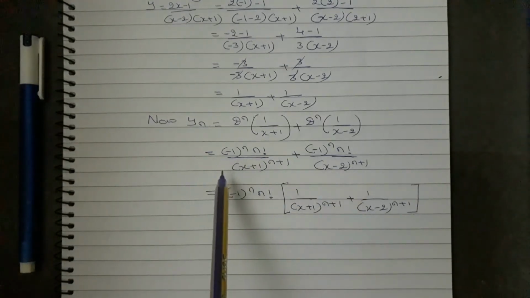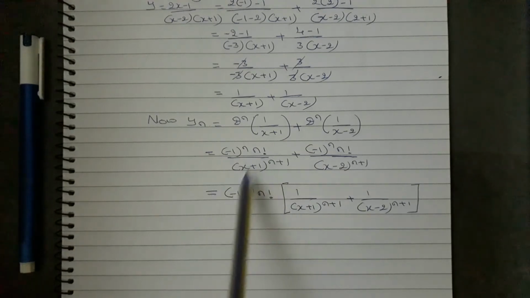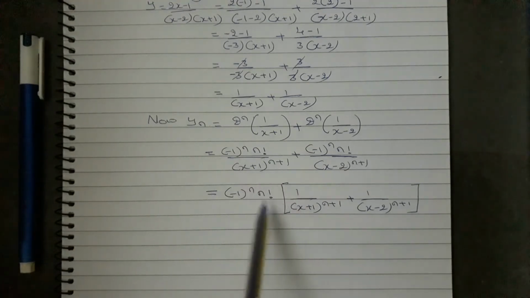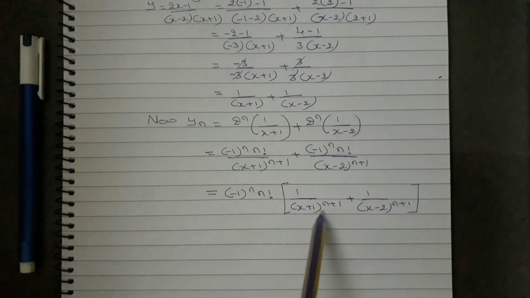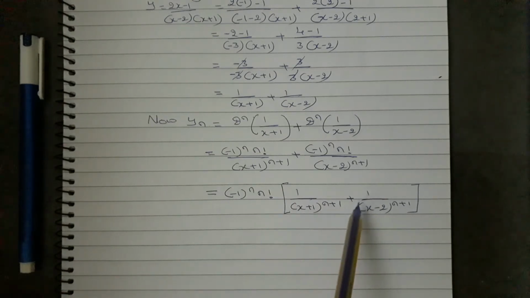From these two terms we can take minus 1 raised to n, n factorial common. The remaining is 1 divided by (x plus 1) raised to n plus 1 plus 1 divided by (x minus 2) raised to n plus 1.